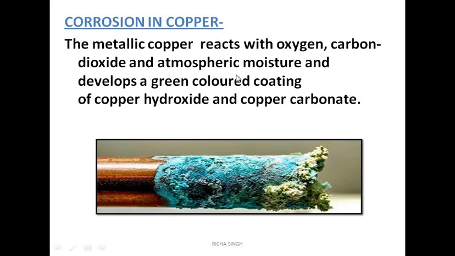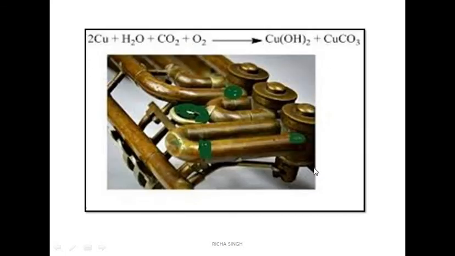Now corrosion in copper. Here what happens, the copper metal reacts with oxygen and carbon dioxide in atmospheric moisture and develops a greenish yellow color coating. You can see here, because of the formation of copper hydroxide and copper carbonate. Here you can see the reaction also: when copper in presence of moisture, carbon dioxide and oxygen, it converts into copper hydroxide and copper carbonate, which causes corrosion in copper and changes the color of copper to this greenish tinge.